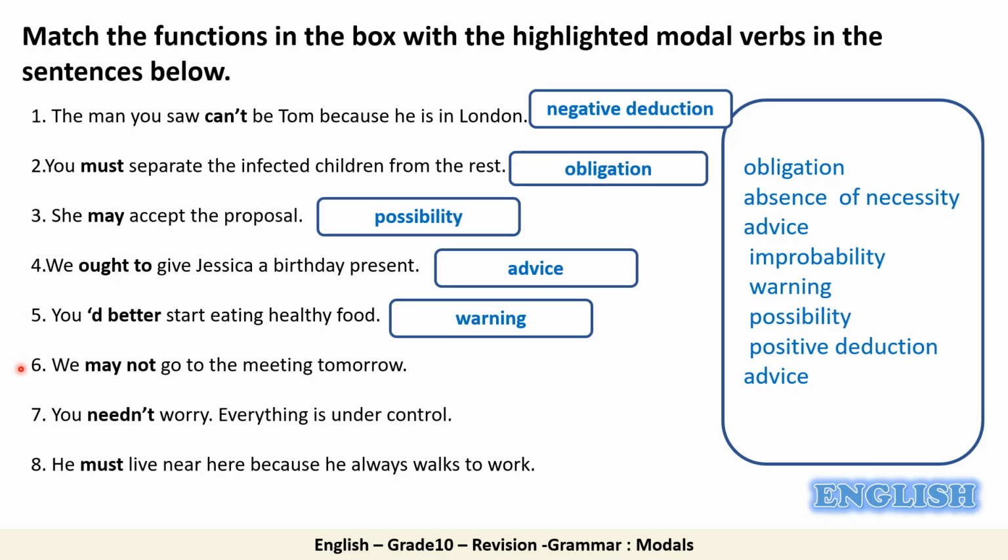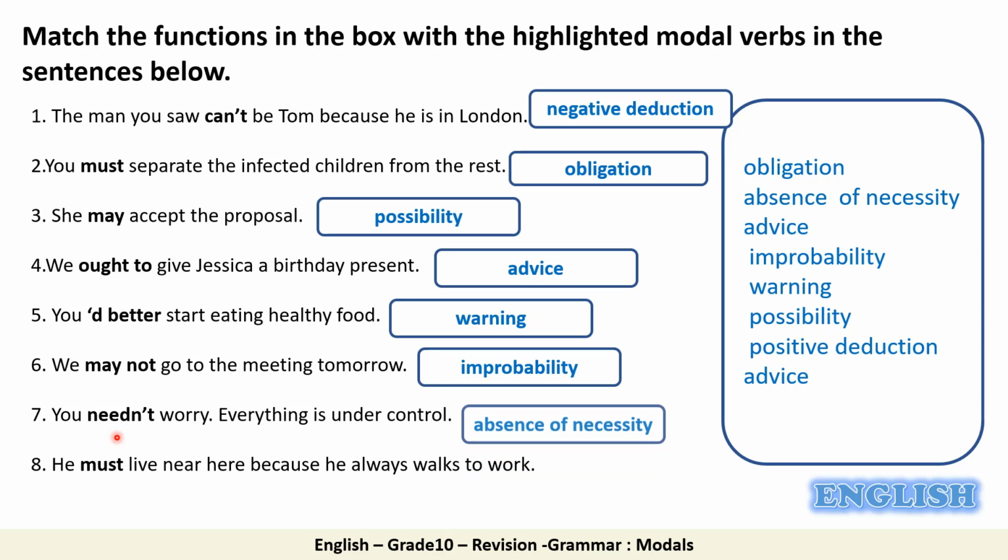Number 6, we may not go to the meeting tomorrow. What does may not express here? Excellent. It is improbability. It's something that is not probable to happen. Number 7, you needn't worry. Everything is under control. What does needn't express? Very good. It's absence of necessity. You needn't worry, or you don't need to worry, or you don't have to worry. Here, there is no need to worry, it means.